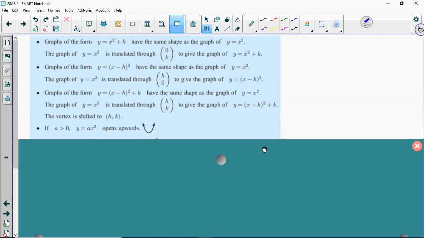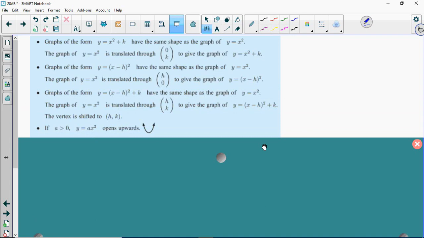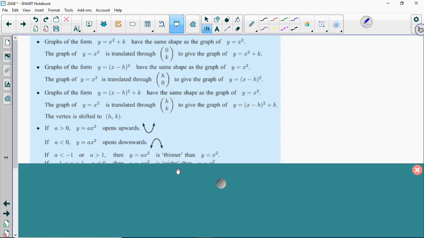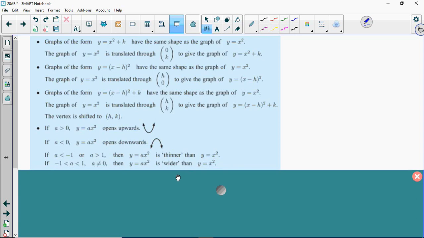Next, we can talk about stretching. So this is ax squared. First of all, if a is a positive number, then the parabola is going to open upwards. It's going to look like a smiley face or the letter U. If a happens to be negative, then it's going to flip upside down, right? Just like before we had negative f of x, the entire function would reflect over the x-axis. Same idea here. And then we can talk about whether it gets wider or more narrow and stuff like that.